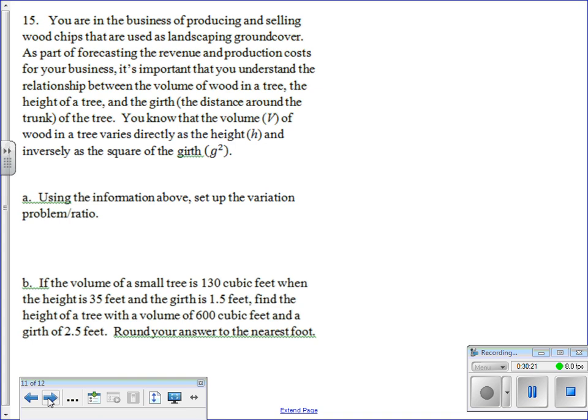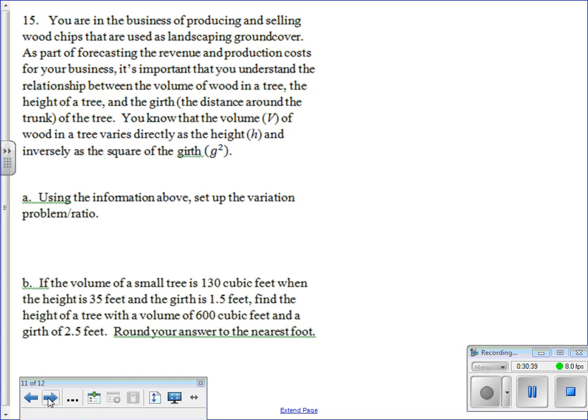If you're selling it as ground cover, you have to know how much you're going to get out of a tree when you cut it up. Because it's not going to be the same, because there's going to be air spaces in the wood chips that aren't there in the tree. You're adding it to it. You have to understand these things. How much am I going to get out of it? How many wood chips am I going to get out of this thing?